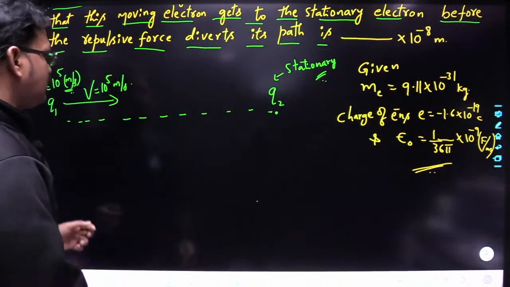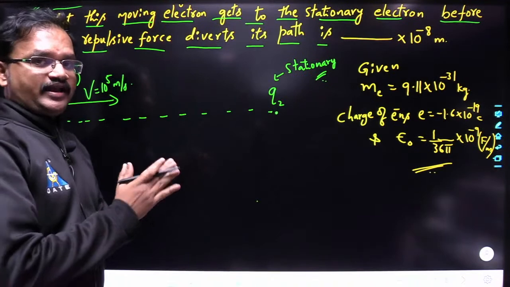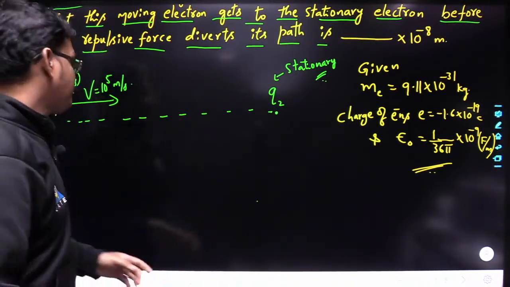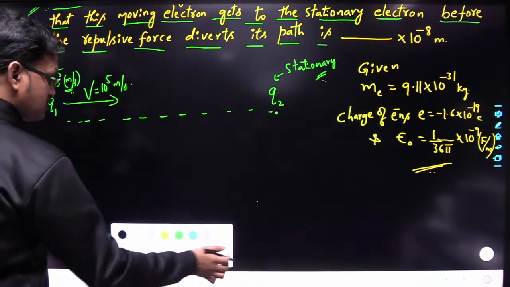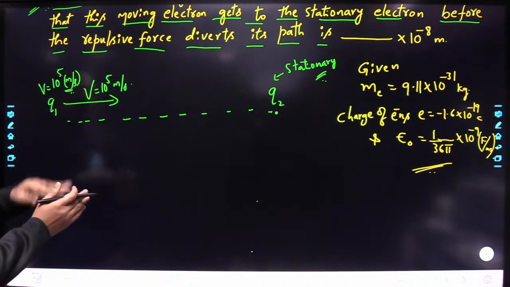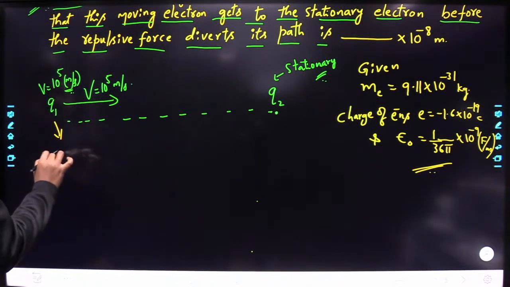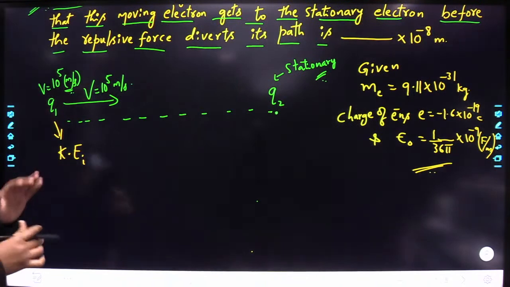we know that from the law of conservation of energy, the total energy must be conserved throughout this time. Yes or no? Okay. Now initially the charge is moving with a velocity v equal to 10 to the power of 5 meters per second. That means it is having what here? Initially it is having a kinetic energy that I am representing with KEI.